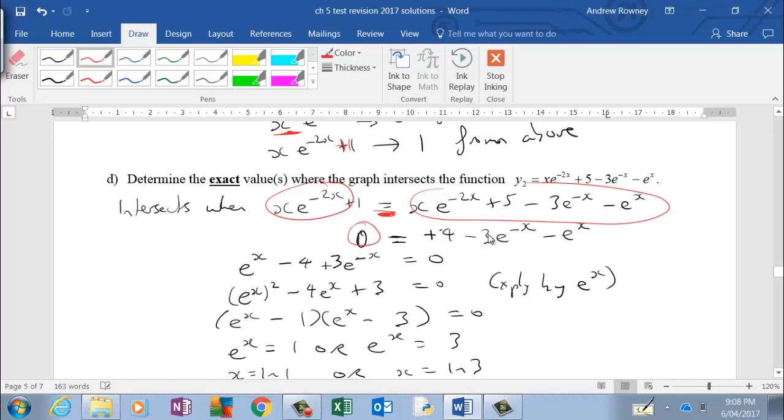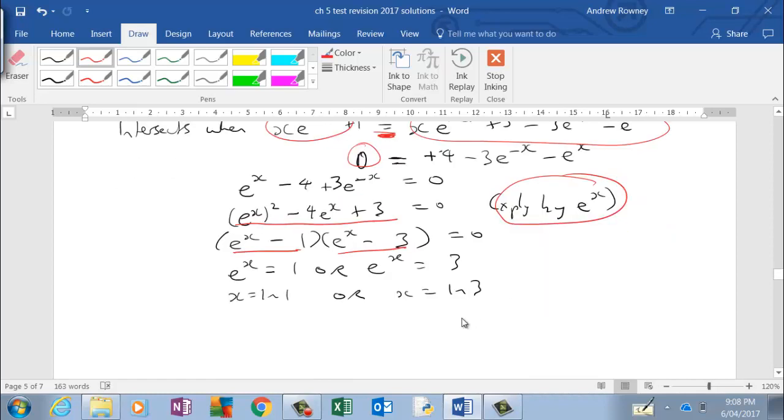And you have to recognise this is one of those special cases which, if by multiplying by e to the x, you'll get a quadratic. This is the quadratic. Factorised form is like that. And so either that one's 0, which means this equals that and that equals that, or this is 0, which means that equals that and that equals that.